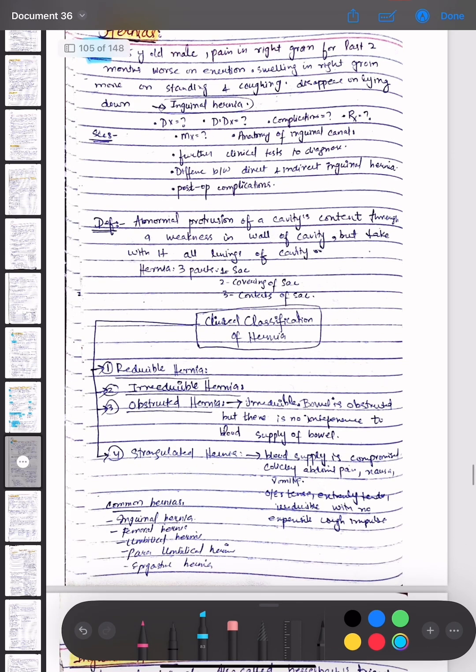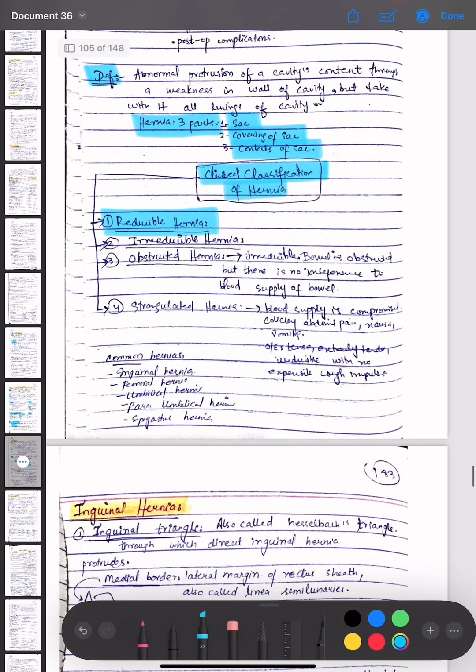So the definition is that hernia is abnormal protrusion of a cavity's content through a weakness in the wall of the cavity, taking with it all the linings of the cavity. There are 3 parts of a hernia: the sac, the covering of the sac, and the contents of the sac. Now the clinical classification of hernia: we have reducible hernia, irreducible hernia, obstructed hernia, and strangulated hernia.